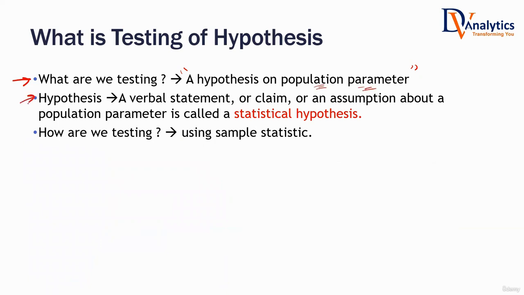Okay. Hypothesis. What is hypothesis? A verbal statement or a claim or an assumption about a population parameter is called hypothesis. Is the second statement clear to you, all of you? These are all bookish definitions, but by now you should be somewhat comfortable with this. A verbal statement or a claim or an assumption about the population parameter is called statistical hypothesis. How are we testing? Are we really using the complete population and the parameter? Using a sample, and on that we are calculating a measure which is known as sample statistic. Using a sample statistic, we are testing the population parameter.